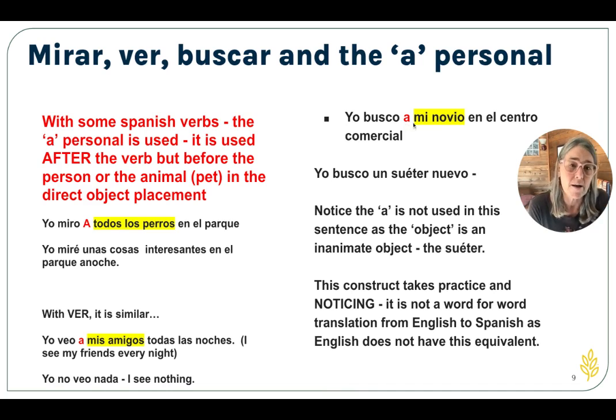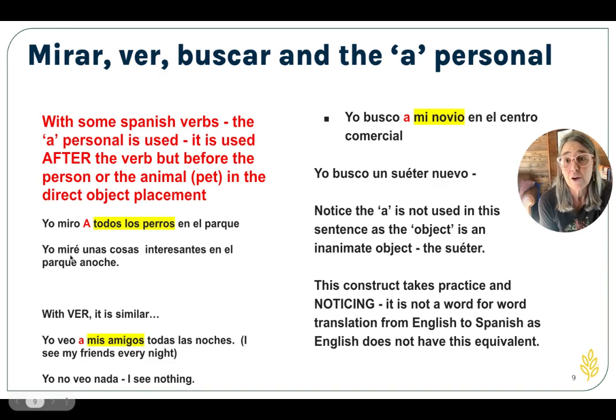So yo busco a mi novio. I look to my boyfriend. I look at. So you might say, oh, great. Now I know that it means to or at, but it doesn't always translate that way. So if after certain verbs, buscar, mirar, ver, then the letter a is used if your next word is a person or pet. If it is not a person or a pet, you don't use it.